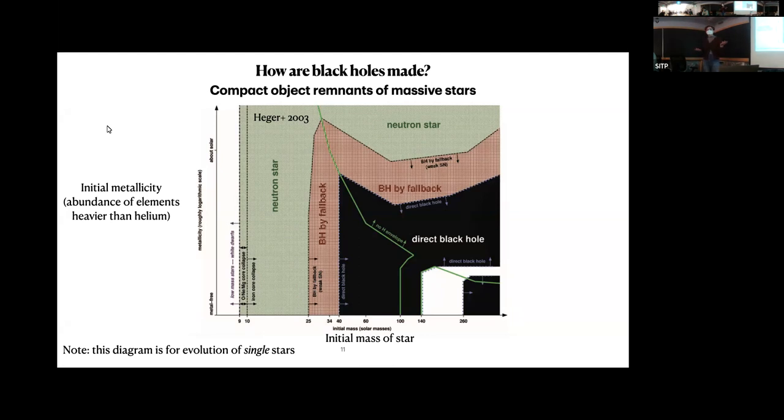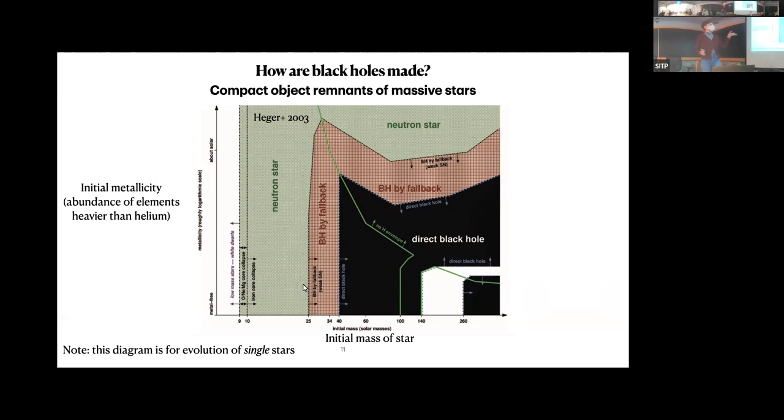We know that one way that our universe makes black holes is as the remnants of massive stars, so the end states of massive stellar evolution. And that's what you can see here in this diagram: for the initial mass of the star, starting from around 90 to more than 300 solar masses, and the initial metallicity of that star, so how many heavy elements does it have heavier than helium, whether it'll end its life as a neutron star for the relatively low masses and high metallicities, or as a black hole, or not leave behind a remnant at all, which I'll get to later.